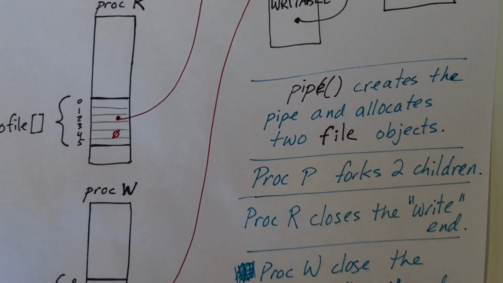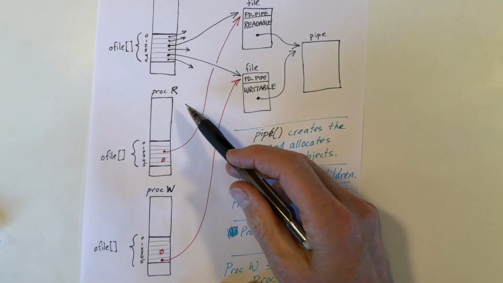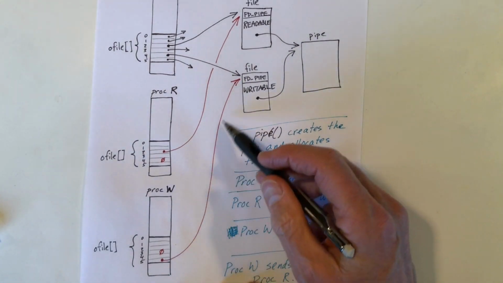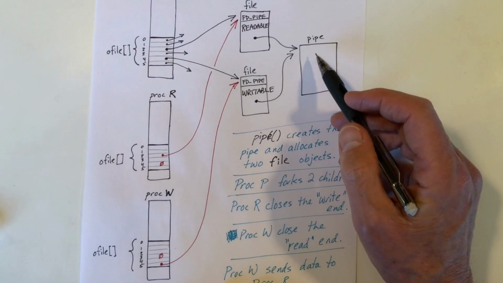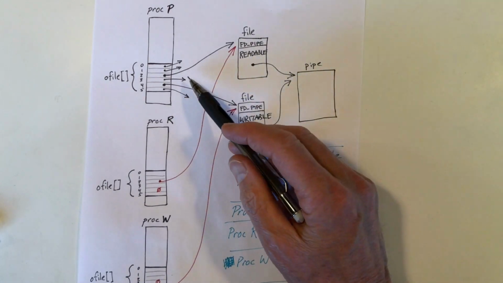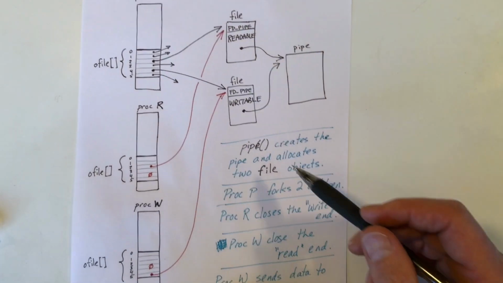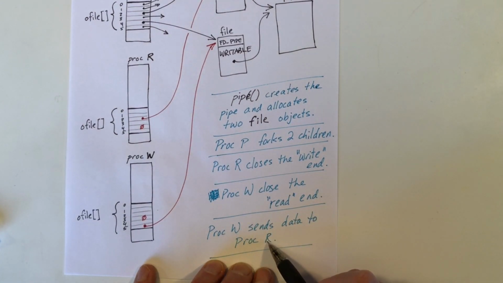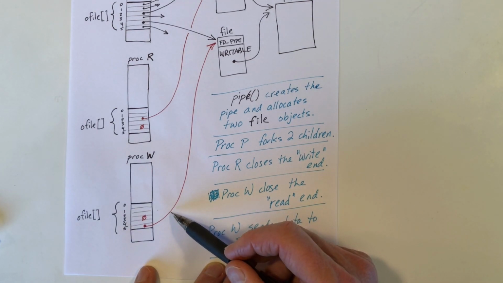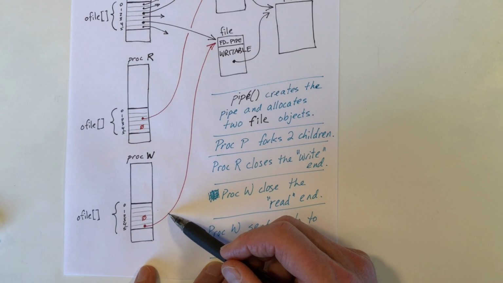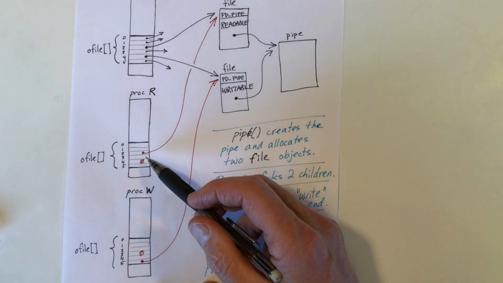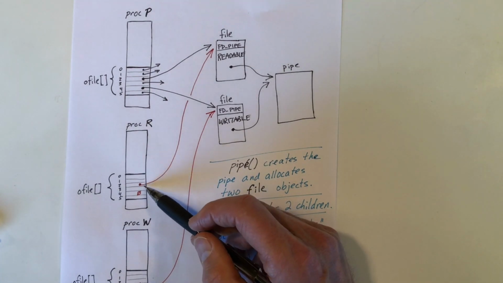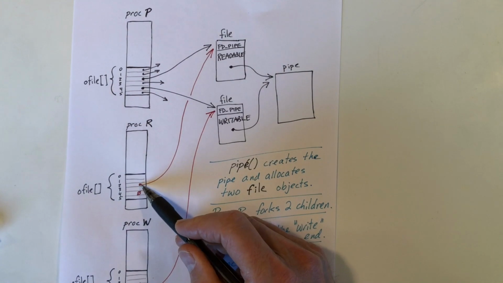So at this point, we have this situation where process R points to a file object for the read end of the pipe, and process W points to a file object for the write end of the pipe. The parent process still has these pointers, and perhaps it will go ahead and close them or not, but I don't know. But in any case, at this point, process W can send data to process R by issuing a write system call on file descriptor 4, while the reader can read data from the pipe by issuing a read system call using file descriptor 2.